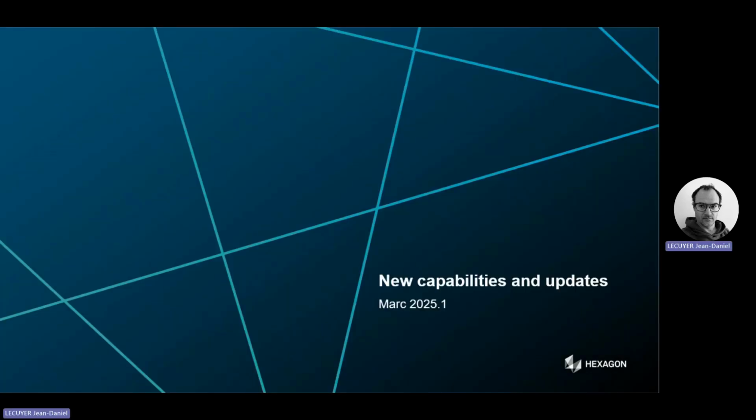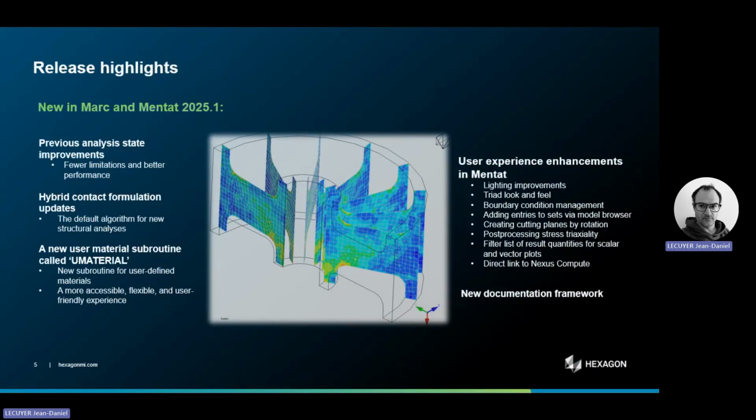Let's look now at the new capabilities and the updates with Marc 2025.1. I will first talk about previous analysis state improvements. I will update you on the hybrid contact formulation. I will introduce you to a new subroutine called Umaterial. I will show you user experience enhancements in Mentat, and finally, we will discuss the new documentation framework.